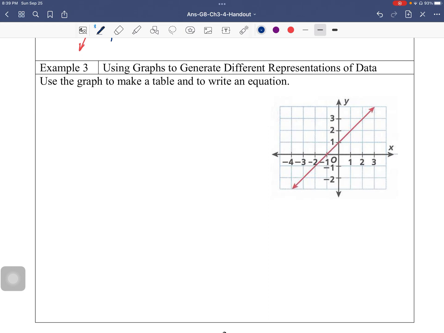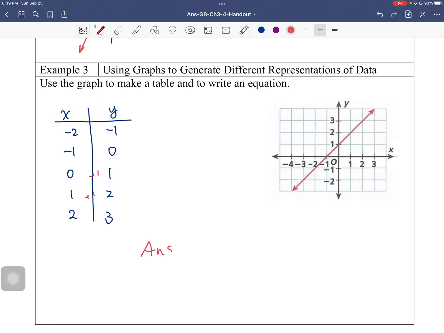In order to do this, I first make a table. My x values are -2, -1, 0, 1, 2. -2 goes to -1, -1 goes to 0, 0 goes to 1, 1 goes to 2, 2 goes to 3. So we know from here to here, this is +1, +1. So I can say the equation is y equals x plus 1.